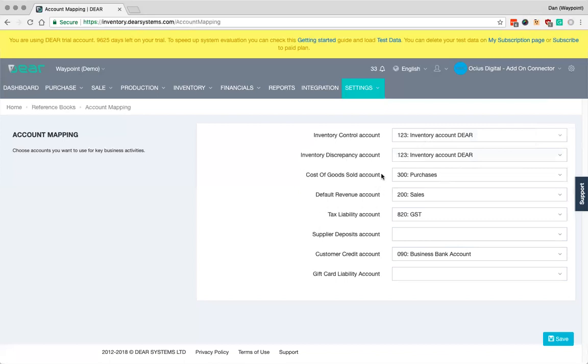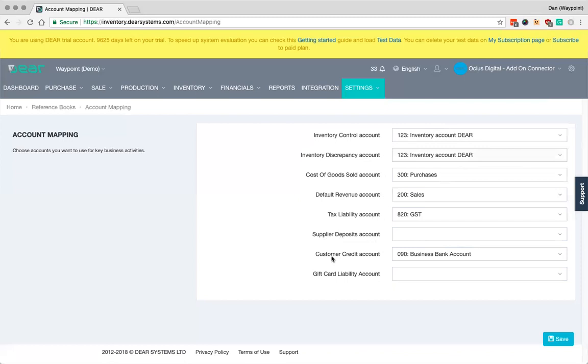The cost of goods sold account is where the COGS journal will go to. So if you sell a product that costs, say, $20, there'll be a journal from your stock on hand to a cost of goods sold account. The revenue account is a sales account type in Xero as well. Again, it's a generic one. The tax liability account is where the tax portion of the sale goes to. So this is usually GST, VAT, or similar.